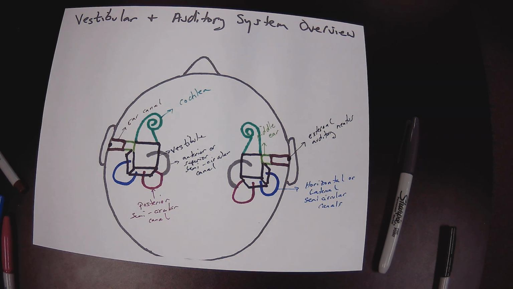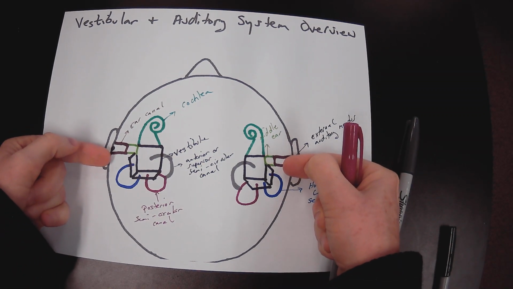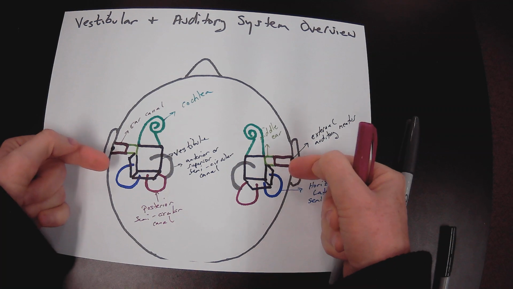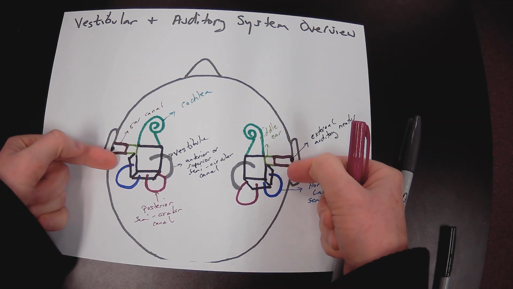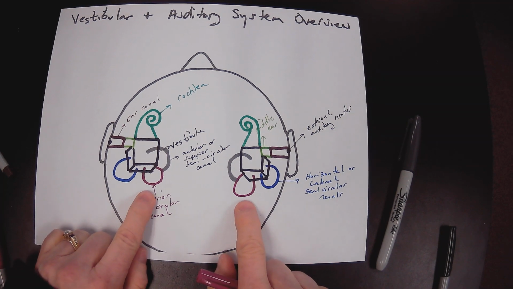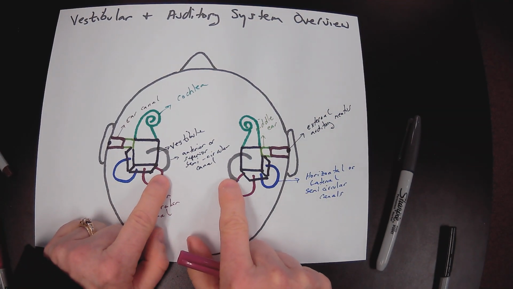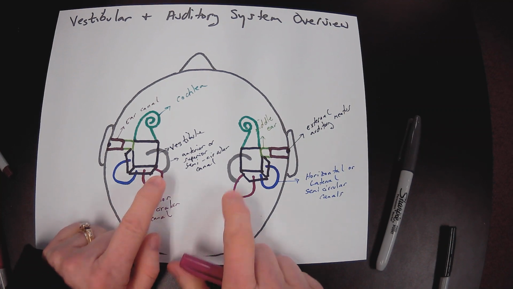Okay, so that's it in a nutshell. That's the overview. You need to be aware that the vestibular apparatus and the cochlea are on both the right and the left sides. You have two. There are two horizontal semicircular canals, two posterior semicircular canals, two anterior or superior semicircular canals, and they all work in conjunction.